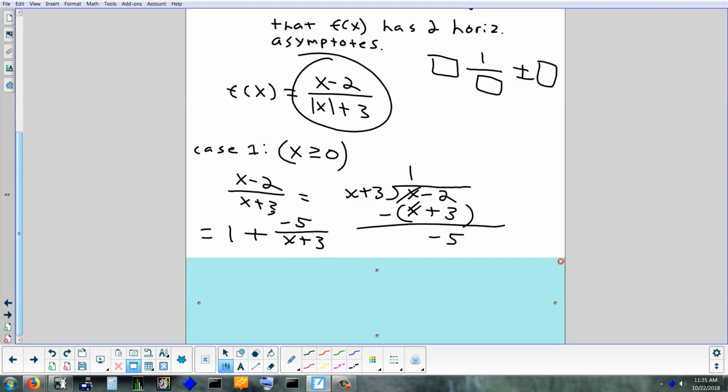All right, so let's look at this one. What would be your horizontal asymptote there? As x gets really, really big, pretend x is a million. You'd have -5 divided by 1,000,003, plus 1. That's pretty close to what number?